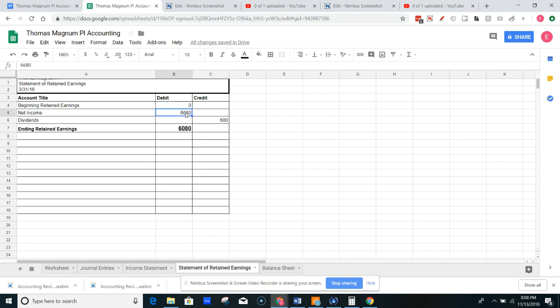Beginning retained earnings plus my net income for this year minus my dividends paid out will equal my ending retained earnings. Hopefully that was helpful.